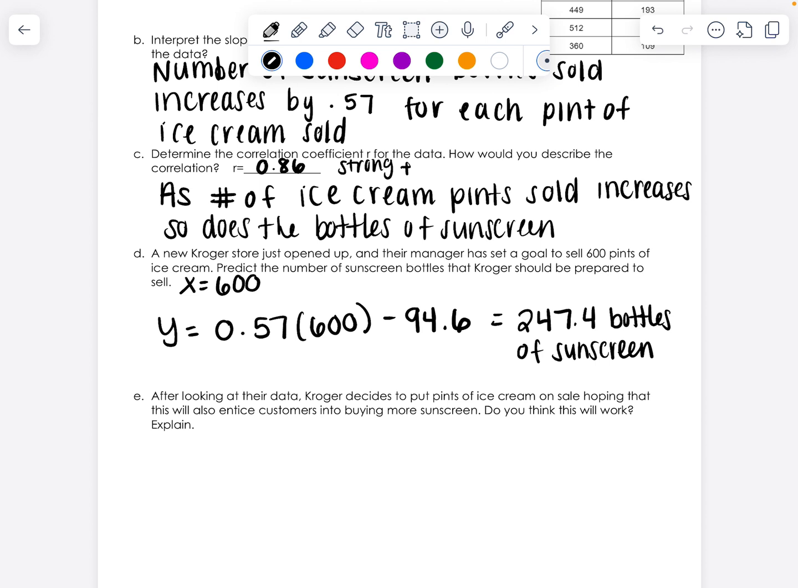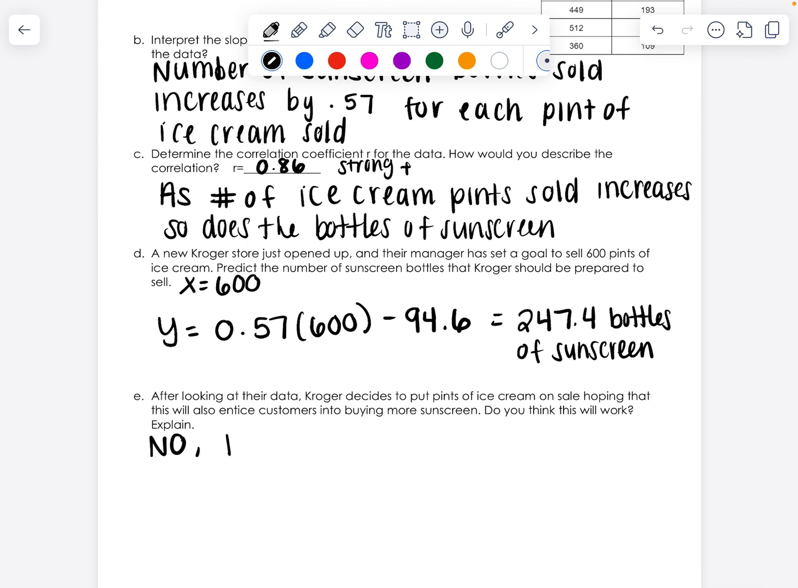All right, it says, after looking at the data, Kroger decides to put pints of ice cream on sale, hoping that it will also entice customers into buying more sunscreen. Do you think this will work? I want you to take a minute and think. Do you think this will work? Will putting ice cream on sale cause more bottles of sunscreen to be sold? All right. Putting ice cream on sale, I would say no, it's not necessarily going to cause more sunscreen to be sold.